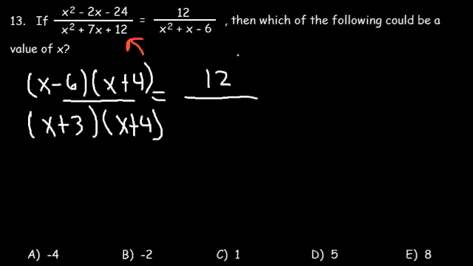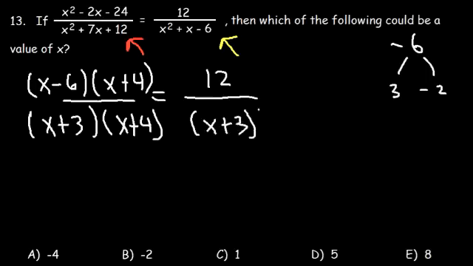So now we need to factor x squared plus x minus 6. So what two numbers multiply to negative 6 but add to positive 1? This is 3 and negative 2. So this is going to be x plus 3 times x minus 2.